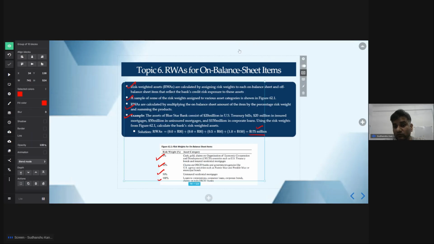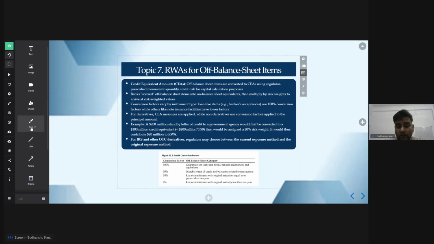Okay. So this was for your on-balance sheet items. What about off-balance sheet items? Now, when you talk about off-balance sheet items, please understand that Basel I recognized that credit risk does not only sit on the balance sheet.